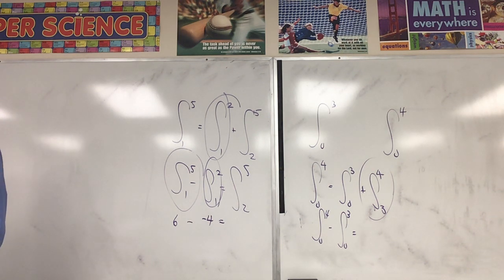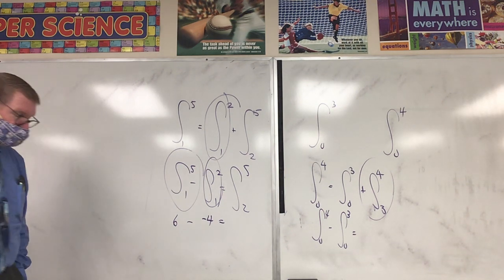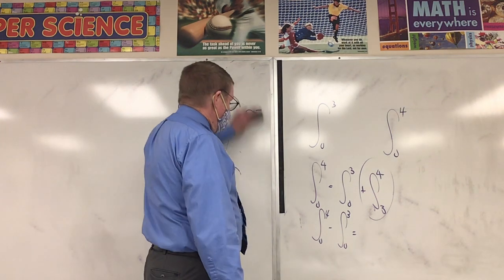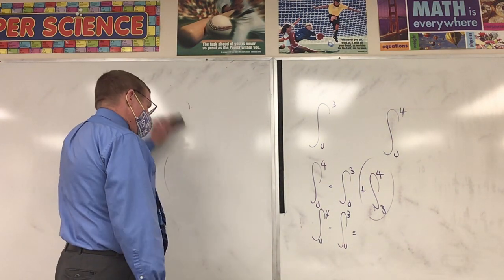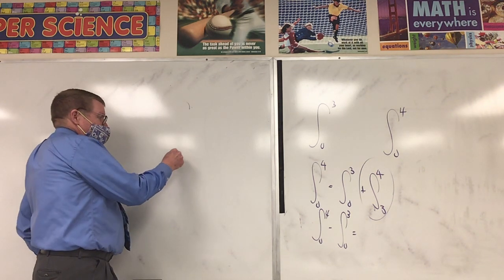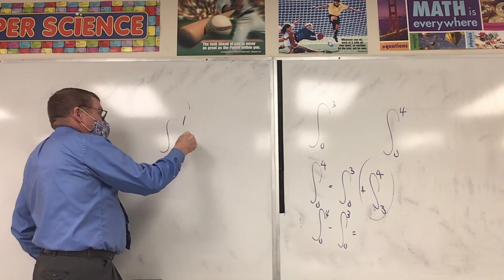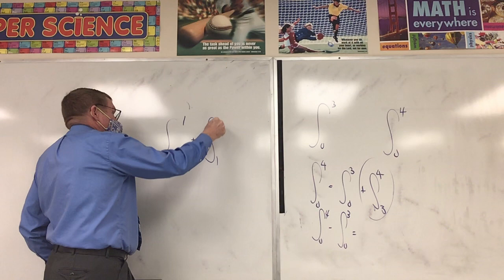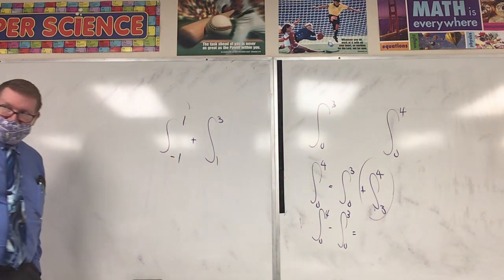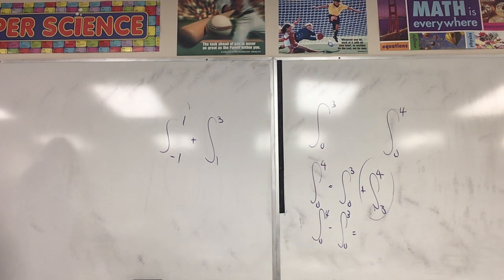That is just 6. Alright, how do you get 6? So you do 3 to -1 equals the integral of 3 to 1 plus the integral of 1 to -1. Alright, so it would be 6. Correct.